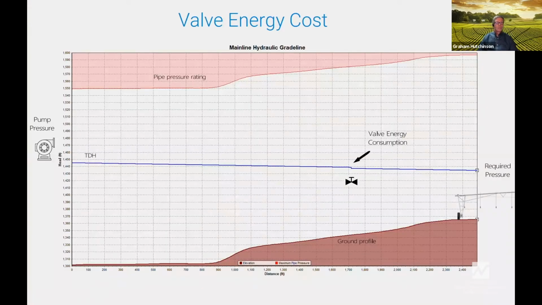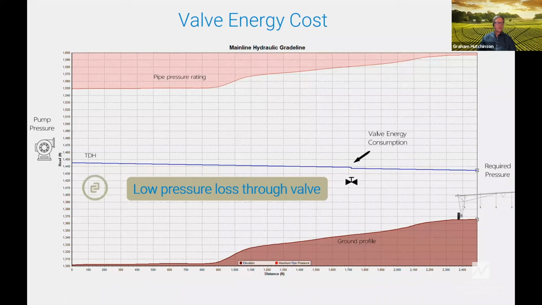Here's an example system. We have a pump on the left-hand side and a pivot on the right-hand side. The pivot could be a pivot, or it could be a block of orchard sprinklers, or it could be a big gun. We've got some elevation, which is shown by the ground profile, and the blue line represents the hydraulic grade line. And we've got a valve in that pipeline. In this particular case, the pressure loss through the valve is fairly small, and so the annual cost of energy of that valve is small.